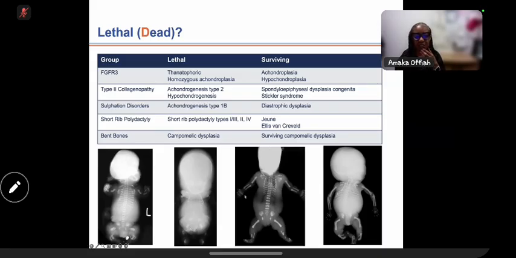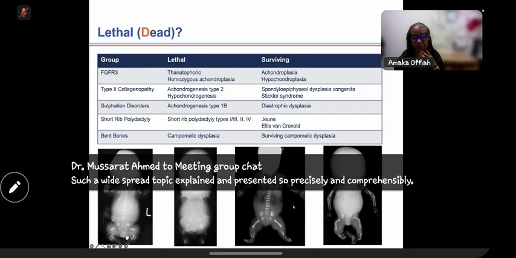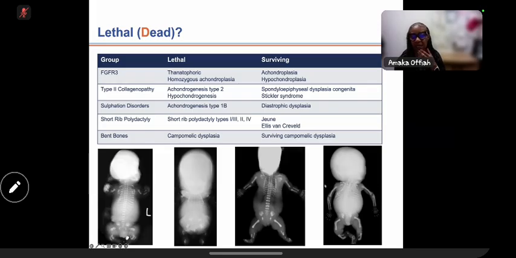Then this condition here, this is a short rib polydactyly. This is type Majewski, type 2. Why? Because you see these short oval tibiae. And if you can count them, 1, 2, 3, 4, 5, 6, there is polydactyly. And then finally here is campomelic dysplasia.